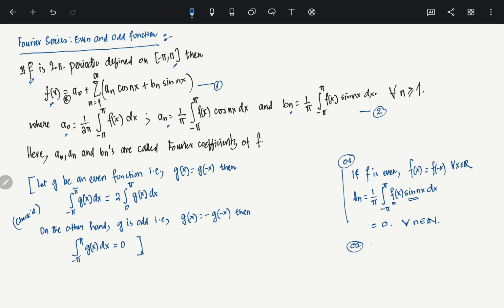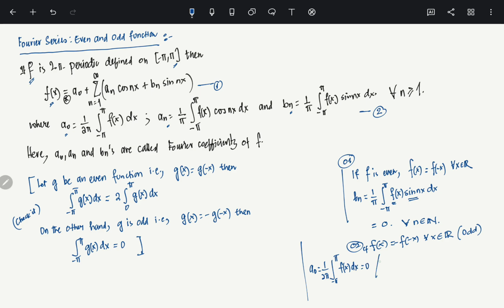Now a second observation, observation 2: let's see if f is odd. So basically f of x equals minus f of minus x, and this holds for all x in R. So this is the odd case. Now let's look at a naught. What happens to a naught? A naught is 1 by 2 pi times the integral from minus pi to pi of f of x dx, of course, and this is going to be 0, right?